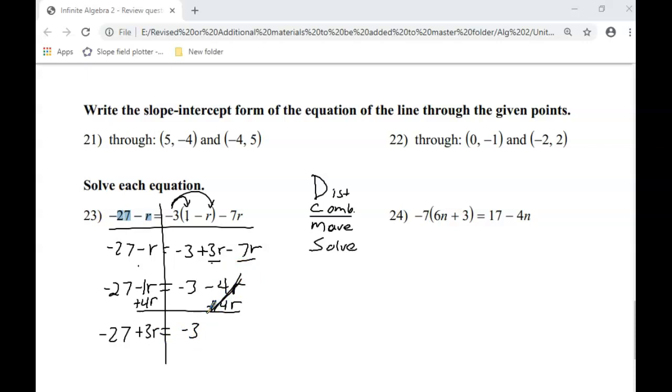After that, you should be able to solve. We want to get r by itself. So the first thing you would do is add the 27 over, which gives me 24, and then we would divide, and we get r equals 8.